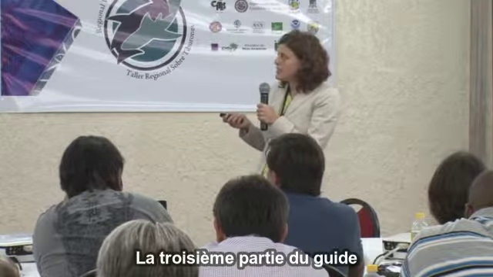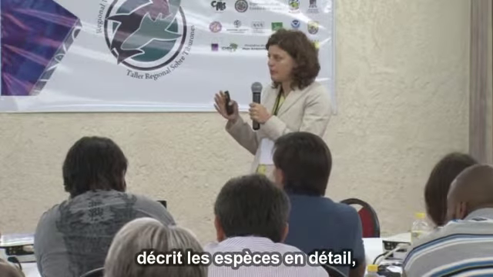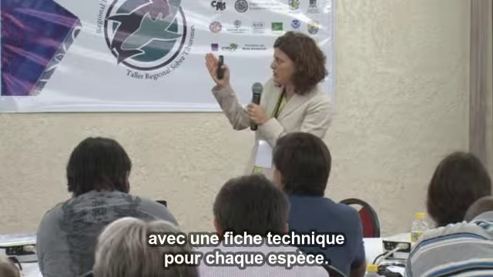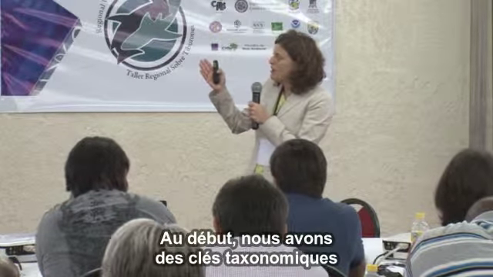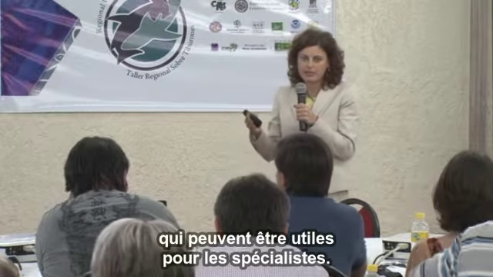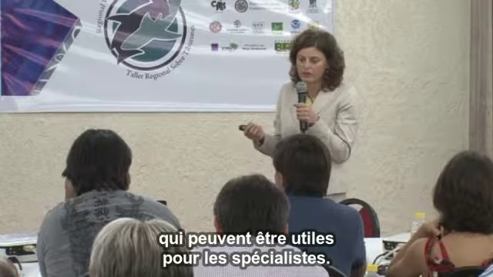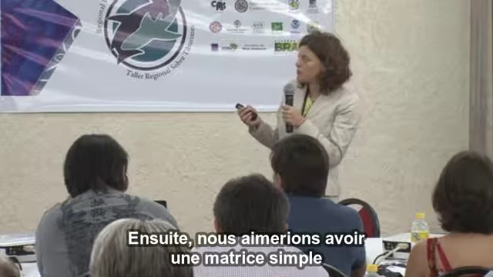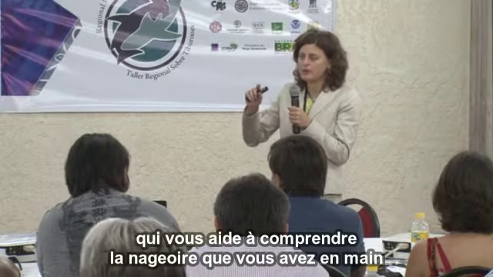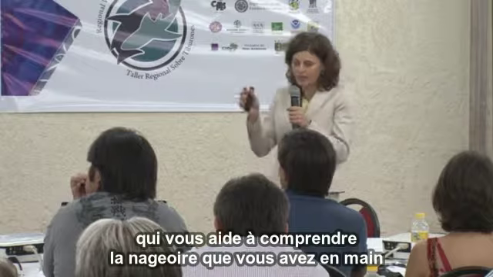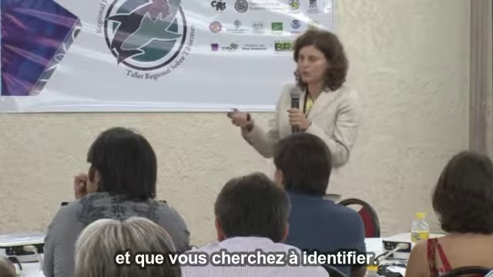Then section 3 is the section in the guide that describes exactly, for each species, the fact sheet for each species. But at the beginning we have the taxonomic keys that can be helpful for more specialists, and then we would like to include a quick matrix that helps you to understand which fin can be yours, the one that you have in your hand.